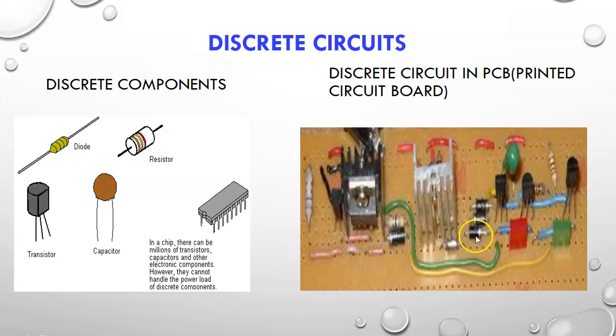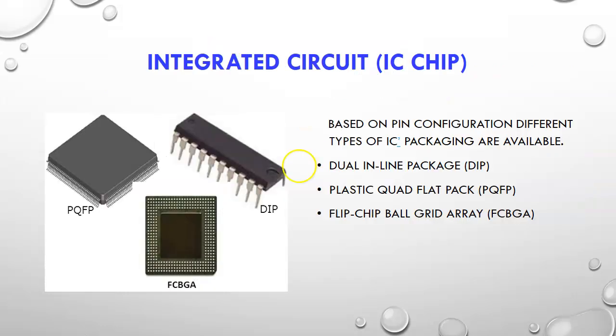It will take more time, and large circuits cannot be fabricated easily. Troubleshooting is a very long process. So to overcome these discrete circuit disadvantages, we are going to integrated circuits. These are all integrated circuit examples. In this chip, all active components and passive components are fabricated inbuilt. It is available in three categories.